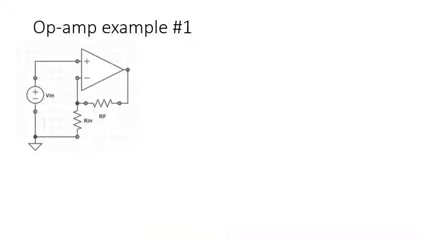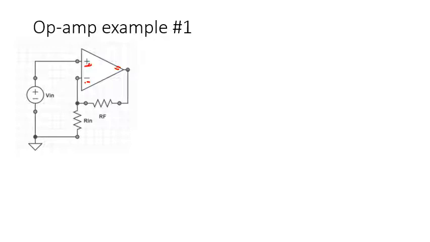Okay, let's look at an example of an op amp. So here's our op amp. Again, it looks like a triangle. We have our non-inverting input here, our inverting input here, and our output right here. It's connected in a circuit with these resistors and a voltage source. I'm going to use my op amp rules to solve for this.